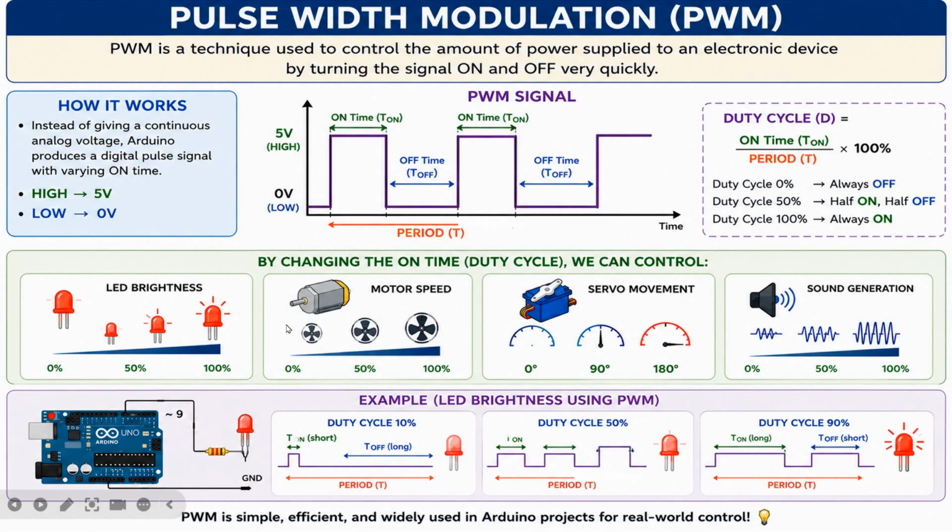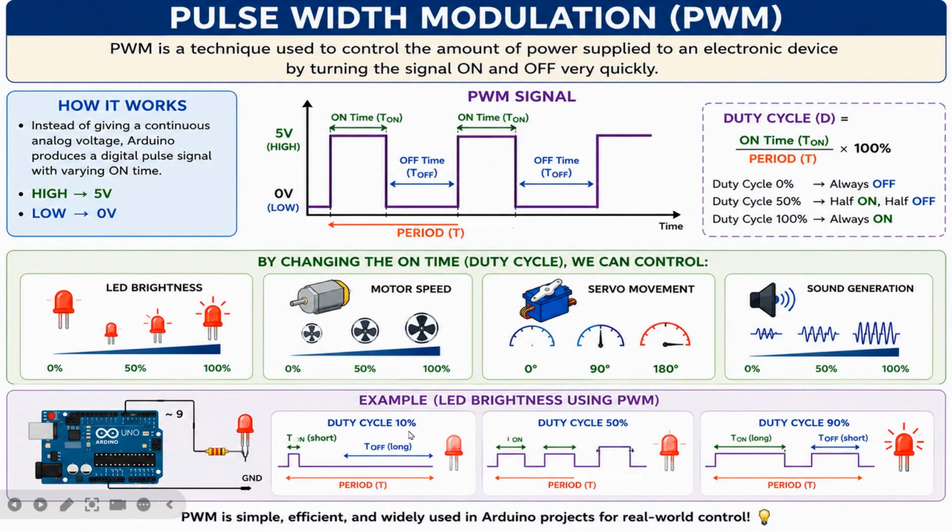Also you can control the motor speed here. Then you can control the servo movement. And also you can control the sound generation. That is, the sound will be first slow, then it will become a bit louder and then loudest. Here an example for LED brightness is shown.